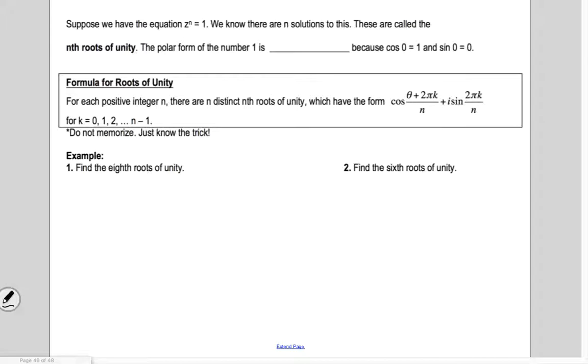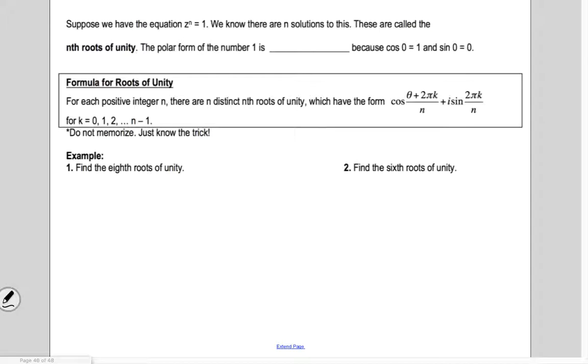All right, so last little thing. Let's talk about these roots of unity again. I think these are the easier ones because it's just one. You have 1 as your first answer, so then you can just rotate from there. Suppose we have the equation z to the n is equal to 1. We know that there are n solutions to this. These are called the nth roots of unity.